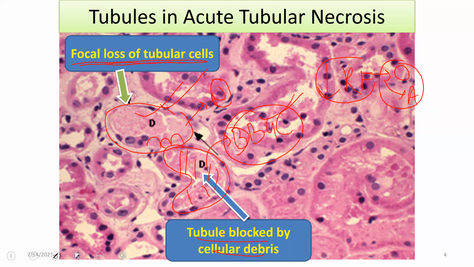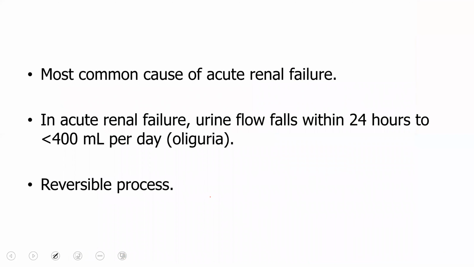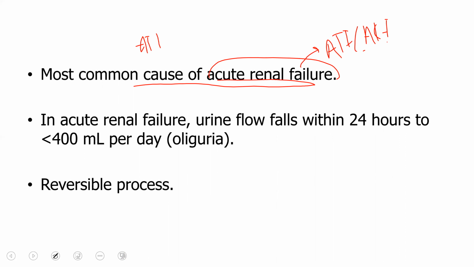So the most common cause, as I said in the first part of this lecture, of acute renal failure itself is acute kidney injury, or acute tubular necrosis, or acute tubular injury. Hence, acute renal failure is also sometimes referred to as acute tubular injury or acute kidney injury. So this is the reason.